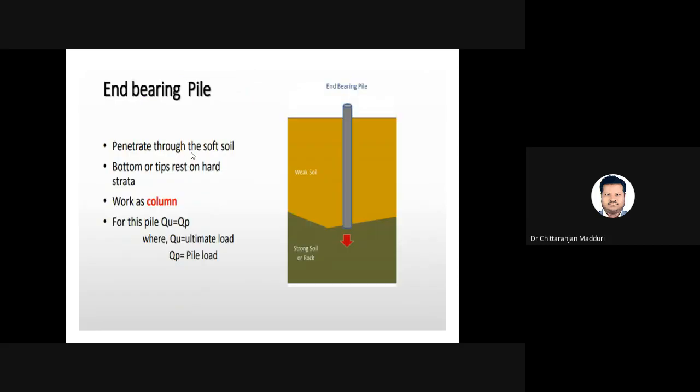End bearing pile means the pile penetrates through the soft soil and its bottom tip rests on the hard stratum. So the entire load is taken by the bottom tip of the pile. Because the bottom of the pile rests on the hard stratum, when load is applied on the pile, the entire load is transferred through the bottom tip, not by the soil. So the entire load applied on the pile is transferred through the bottom tip of the pile.